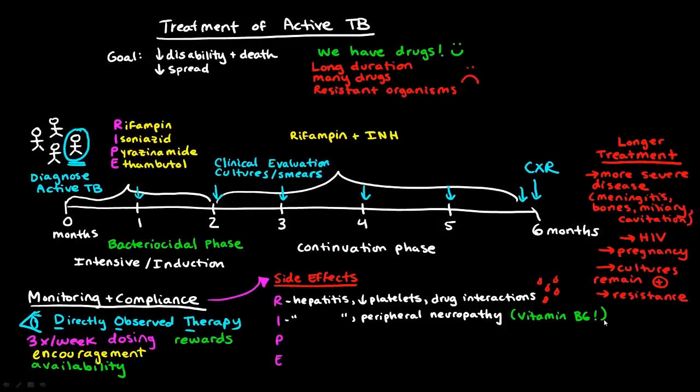With regards to pyrazinamide, these individuals may get high uric acid levels and resulting arthralgias. They can even get overt gout, and that would be a reason for stopping the pyrazinamide. And then finally, with regards to ethambutol, patients may develop an optic neuritis, which can impair their vision, and that would be a reason to stop ethambutol therapy. So being familiar with these side effects as you monitor the response of the patient to therapy and as you monitor their compliance is also an important part of the treatment of active TB.